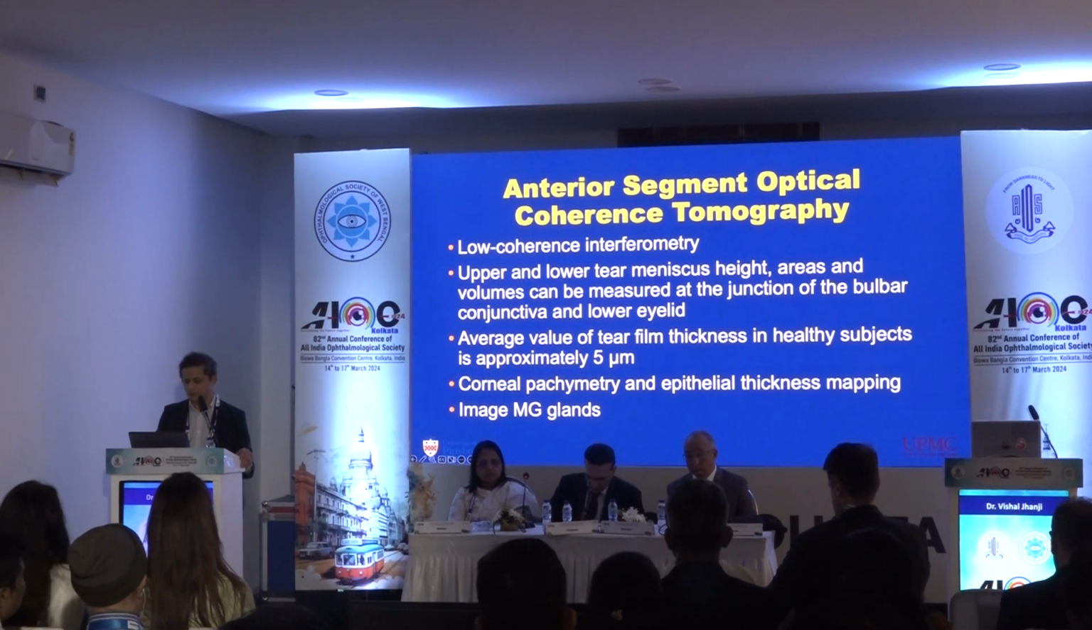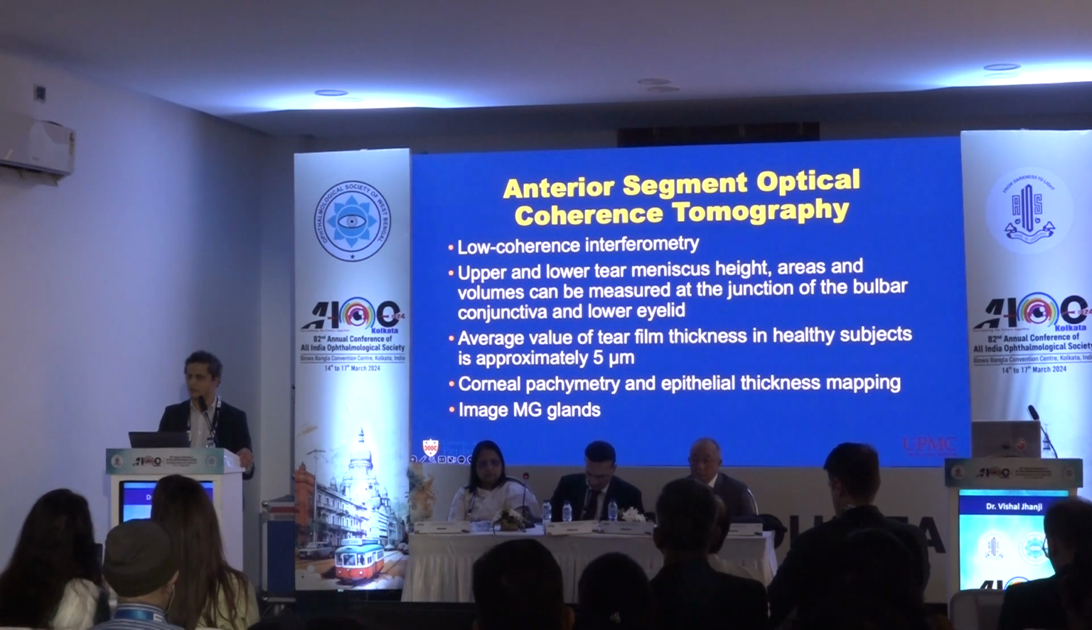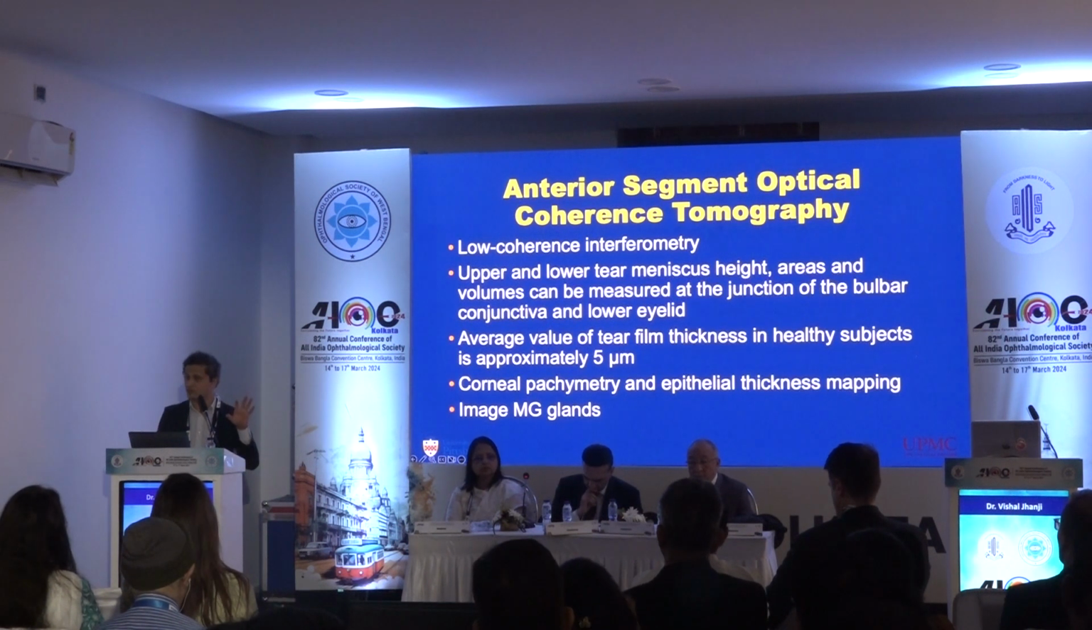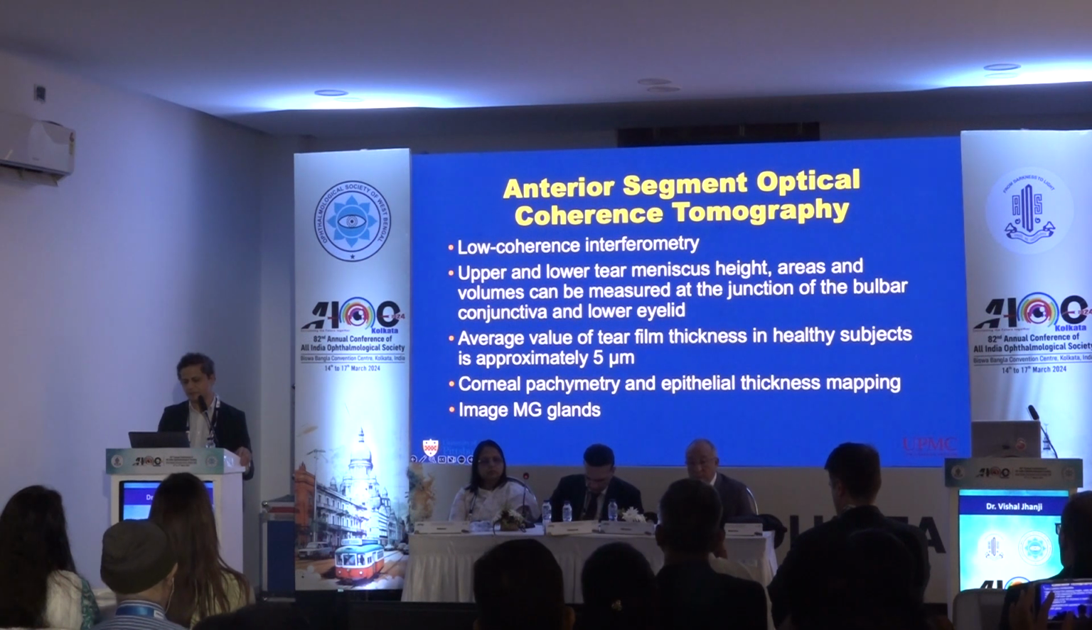We do utilize the newer versions of anterior segment OCTs, which use a low coherence interferometry device. You can look at the upper and lower tear film meniscus height. You can measure the volume in different areas, especially at the junction of the bulbar conjunctiva and the lower eyelid. You basically know the average value of tear film thickness is about 5 microns.